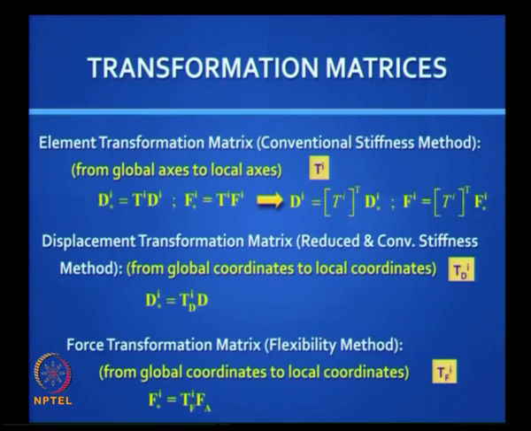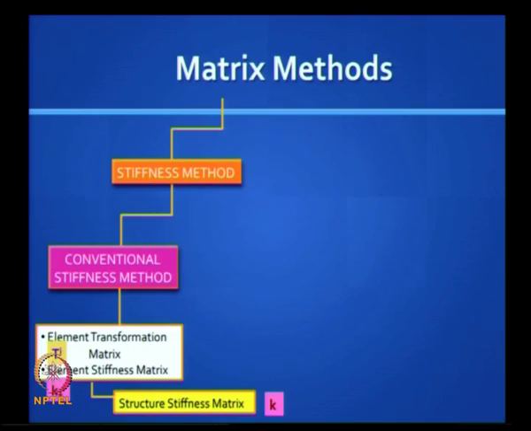When you do the flexibility method, you have the force transformation matrix. You can do the switch from the global to the local coordinate. So we will see these as we go along. You will find that with increasing familiarity you will understand everything, but it is good to plant the seeds early. We will keep coming back to these slides and your understanding will get strengthened. Okay, so you can work both from global to local and from local to global.